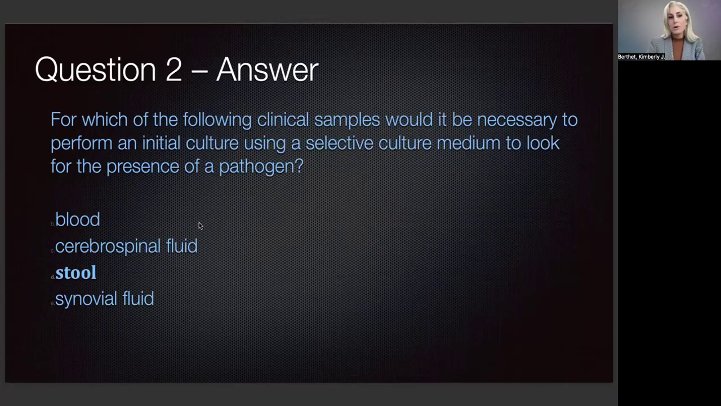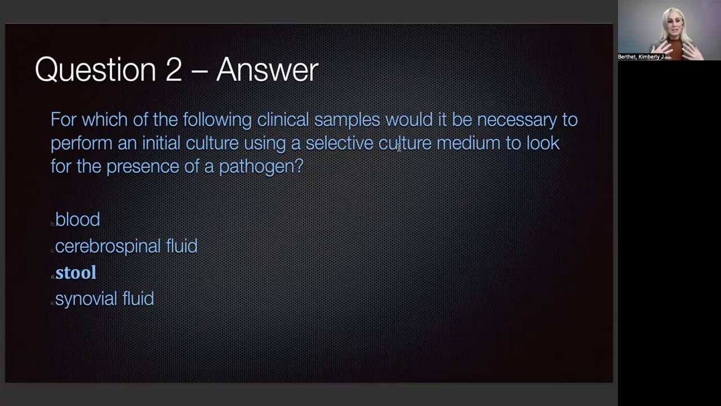The reason why for the initial culture you'd want to use selective culture medium is because a stool sample has a lot of natural microbiome within it. So all of our gastrointestinal tract has our microbiome. Blood, cerebrospinal fluid, and synovial fluid should be considered sterile. If we have a sterile sample, we wouldn't really need selective culture because we have so few microorganisms anyways that even just the presence of a microorganism is a concern.